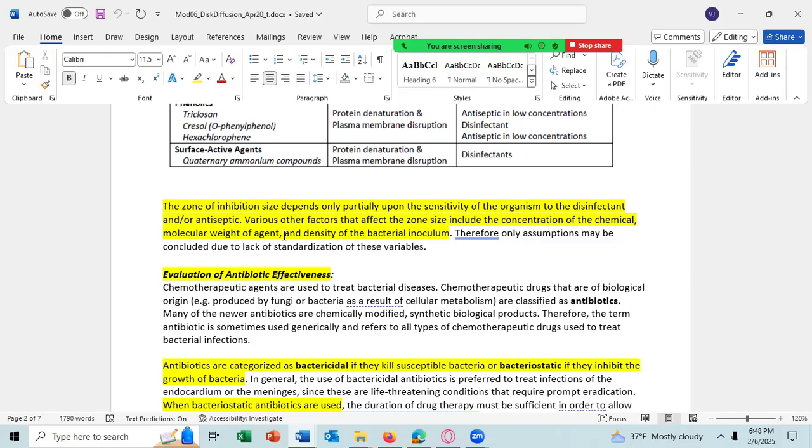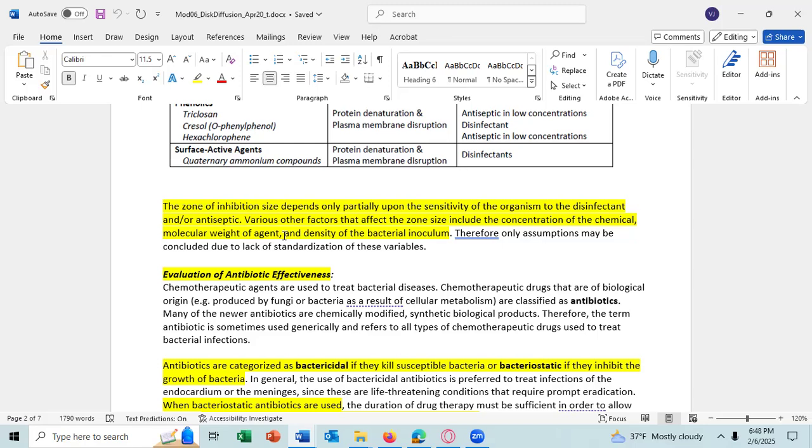The molecular weight of the agent will also affect the zone size of inhibition, and that is, the smaller the molecular weight of the agent, the larger the zone of inhibition will be. It's because the smaller molecule can diffuse through the agar more easily and further than a larger molecule. And then the density of the bacterial inoculum can affect the size of the zone of inhibition.